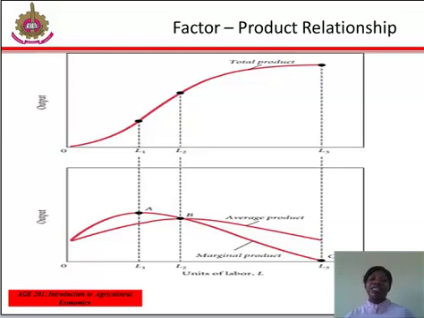At stage 3, average product is positive and greater than 0, while MP, the marginal product, is less than 0, that is, negative. Both MP and AP are falling in stage 3. Production is not advisable in this stage because an increase in input can lead to a reduction in total product. The elasticity of production is less than 0, that is, it is usually negative. You can read more on this factor-product relationship in your study materials.